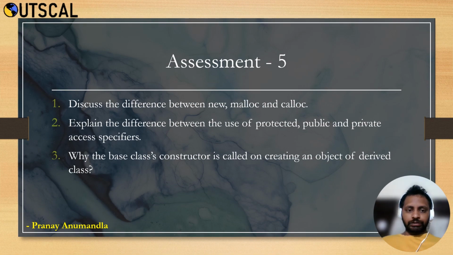Assessment, 5 questions: the difference between new, malloc, calloc; explain the difference between protected, public, private access specifiers; and why the base class constructor is called when creating an object of the derived class. Okay.